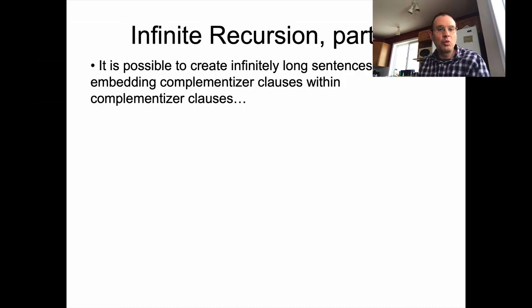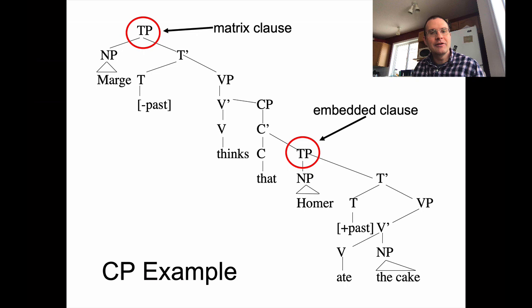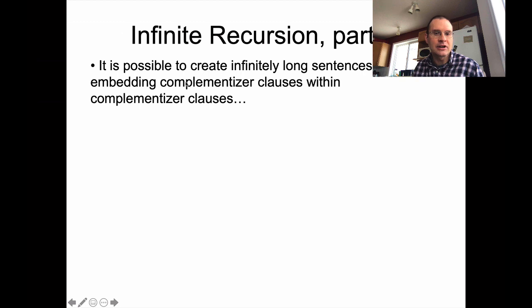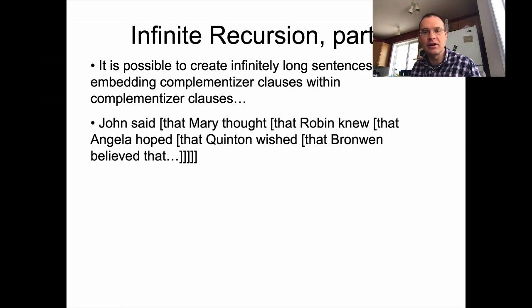Okay, with this structure in hand, what we can do is create another form of infinite recursion, one that's a little more interesting, actually, than the noun phrase infinite recursion we saw last time. We've got one sentence embedded within another sentence here. As you might imagine, you could embed another sentence within this embedded sentence and so on and so forth and just keep on going infinitely. So you can embed complementizer phrases within complementizer phrases. So John said that Mary thought that Robin knew that Angela hoped that Quentin wished that Bronwyn believed that, and so on and so forth.